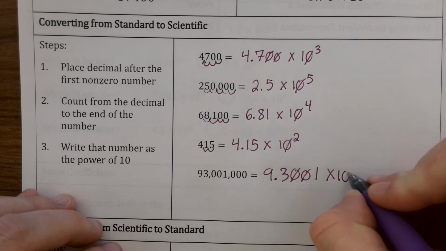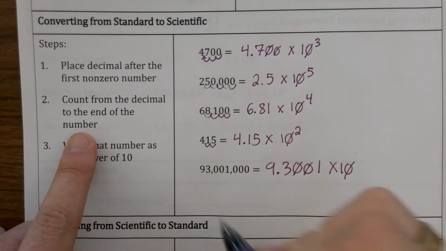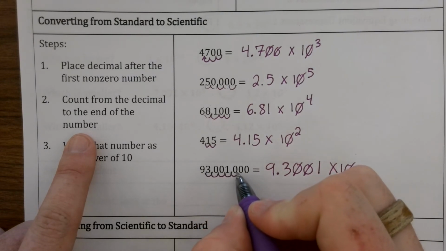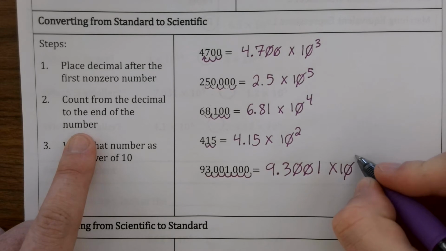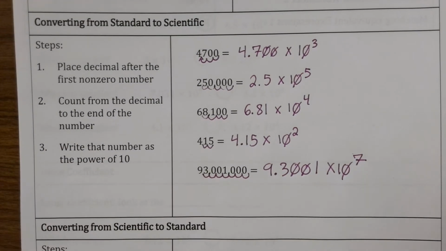We're multiplying by 10. Now we have to count from the decimal to the end of the number. We put our decimal here. 1, 2, 3, 4, 5, 6, 7. Write that as the power of 10. So we have 9.3001 times 10 to the 7th power.